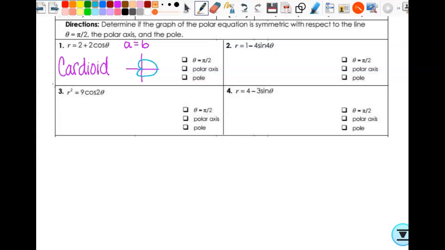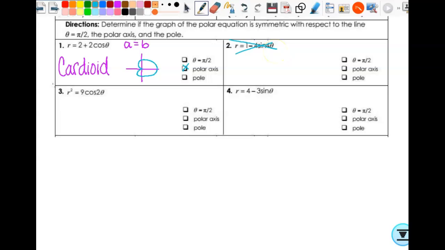Is this symmetric to theta equals pi halves? No. Is it symmetric to the polar axis? Yes. If it was graphed correctly, definitely. Is it symmetric to the pole? No. Okay, so based on what you know and how you can quickly sketch it, you can figure out the symmetry. We don't have to go through the algebra part of that. This doesn't actually match a classic curve. We're going to skip number 2. All right, number 3, what is this called?